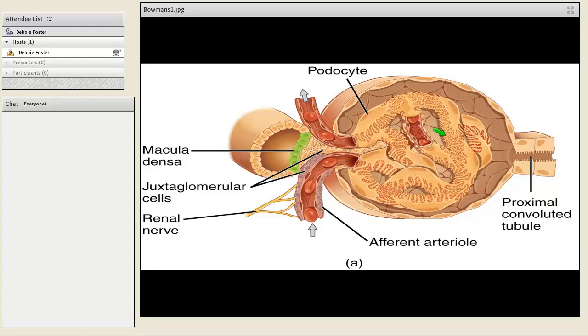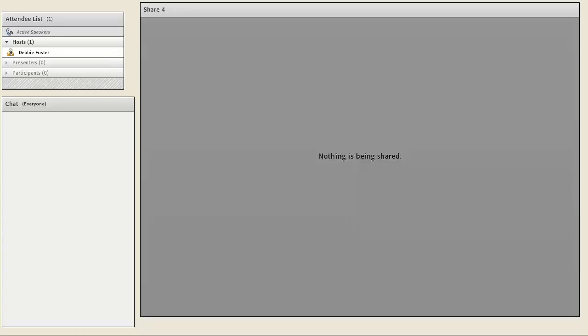I'm going to pull up a nephron in just a second and see if we can get this to come up.